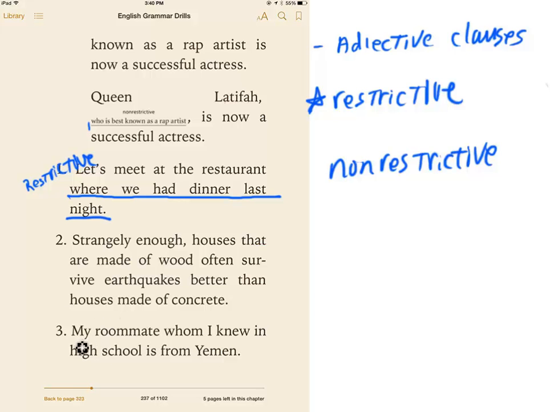Well, my roommate is from Yemen. Okay? Does this change the meaning of the sentence, whom I knew in high school? Do I still know that my roommate is from Yemen even if I don't tell you this? Yes. So this is what we call non-restrictive. Well, I'm going to have to put my commas. Means I can pull that out. It's not essential. And I'm going to write non-restrictive above it. Non-restrictive means it's not necessary. Okay. Well, let's take a look at, we're going to do a couple more together.